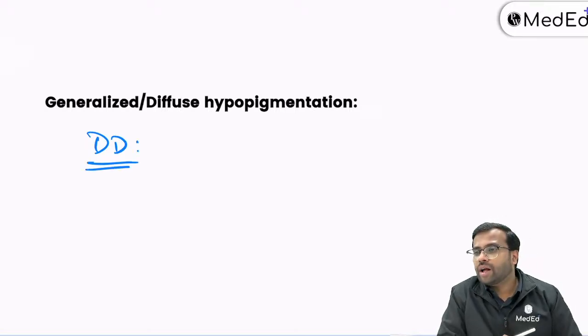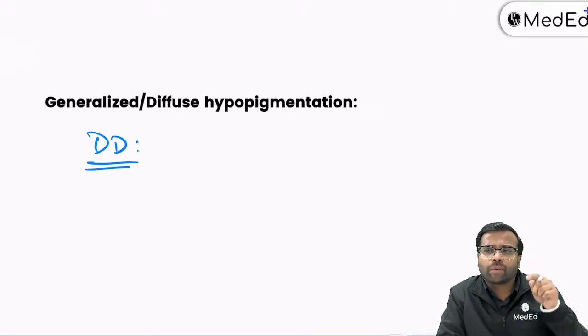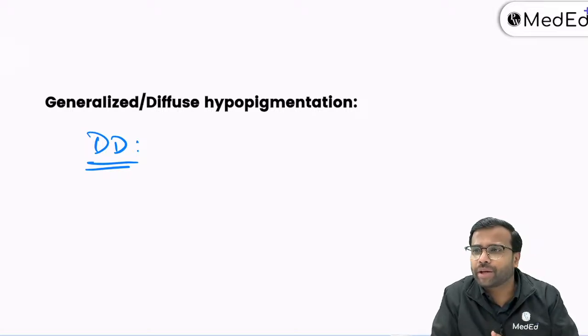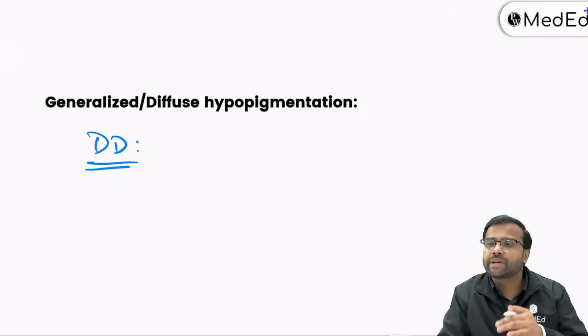Now, how about jumping into generalized hypopigmentation? Can anybody tell me some generalized hypopigmentation? Now you have to imagine that a patient has come and the entire body has turned hypopigmented. So what are the differential diagnoses for generalized hypopigmentation? Tell me the differential diagnosis. I think earlier some of you were answering about this one, generalized hypopigmentation and localized, mistakenly.